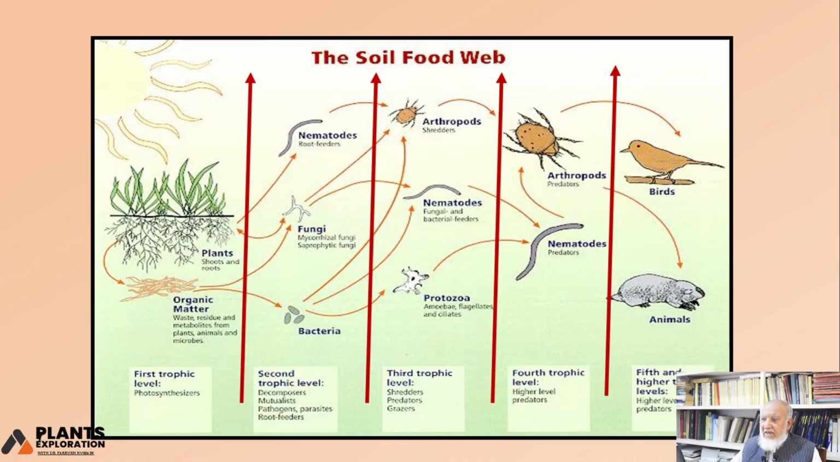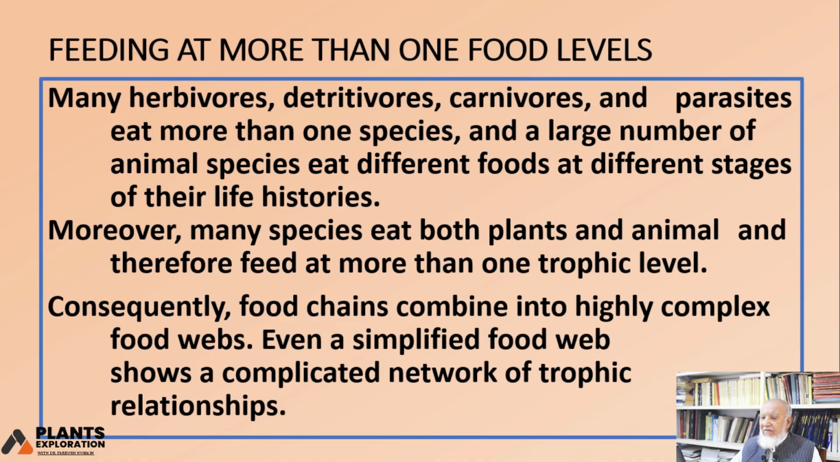Feeding at more than one food level. This is also another definition. When organisms feed at different levels, for example, they use grass, they use insects, they use some birds, they use some other things. So if they are feeding at different levels, they are making a food chain or food complex.